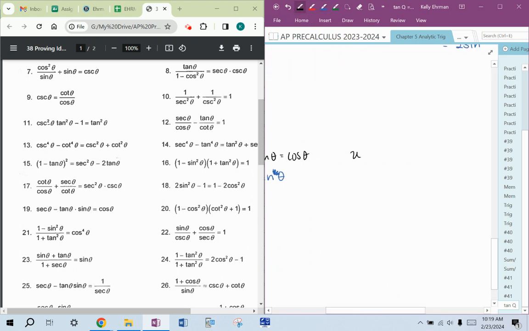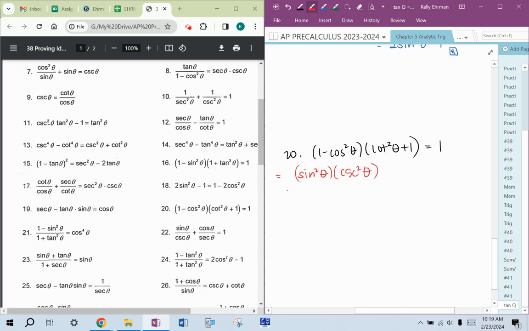And number 20, I think we're just going to make it here. 1 minus cosine squared theta times cotangent squared theta plus 1. If you know your Pythagorean identities, this is supposed to equal 1. This one's really fast if we know our Pythagorean identities. 1 minus cosine squared is sine squared theta. Cotangent squared plus 1 is cosecant squared theta. Sine squared times 1 over sine squared is equal to 1. All right, that finishes this section.